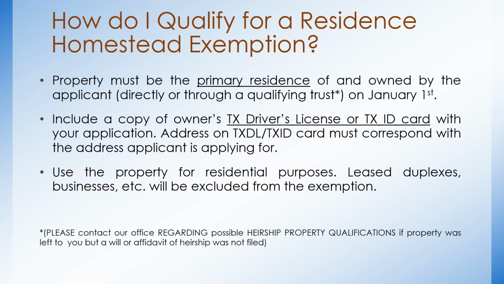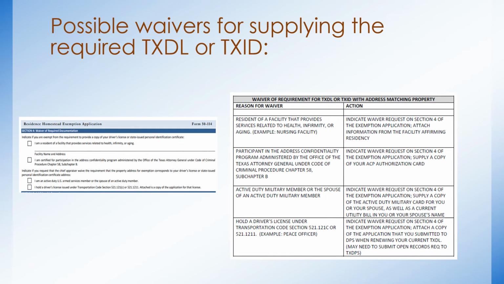For all of the homestead exemptions located on Form 50-114, the property must be the applicant's primary residence, must be owned by the applicant, and a copy of the owner's Texas driver's license or Texas ID with an address matching the property must be submitted along with the application. There are a few exceptions that may be made in regards to the request for the Texas driver's license or Texas ID matching the property address.